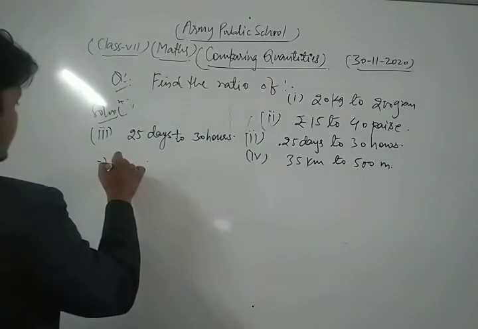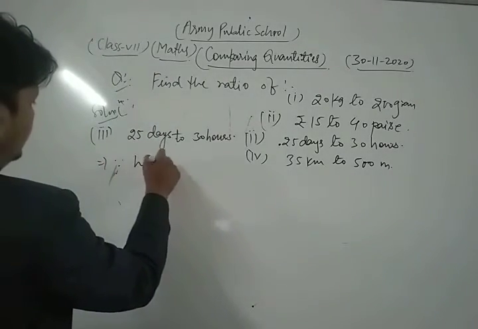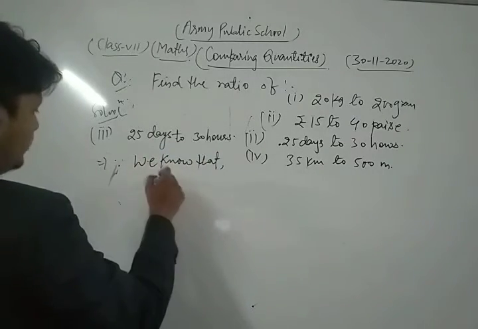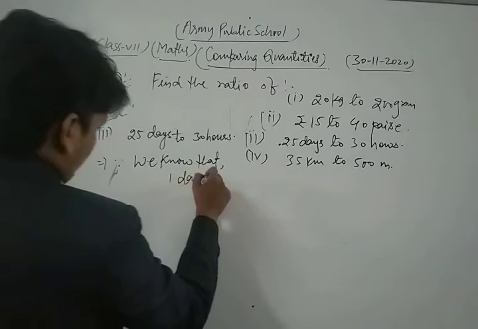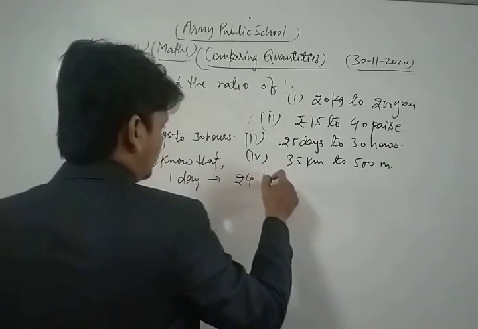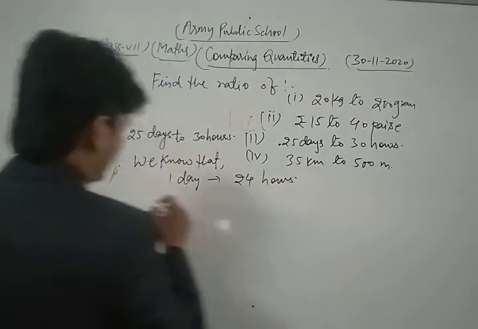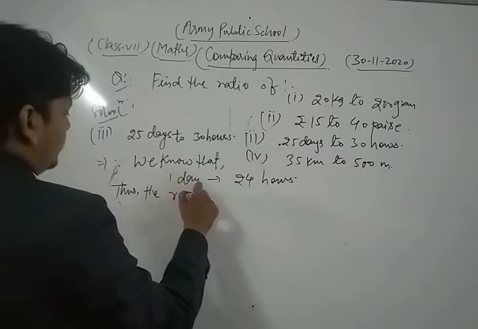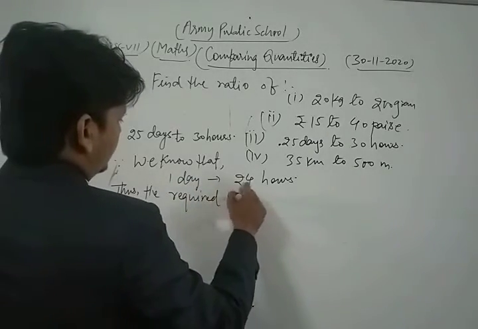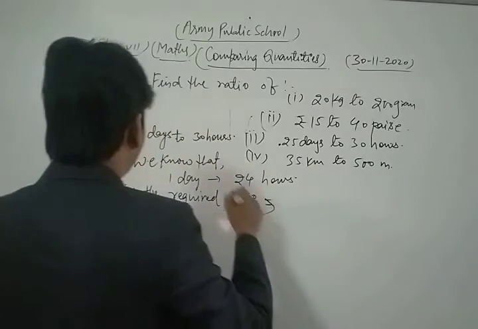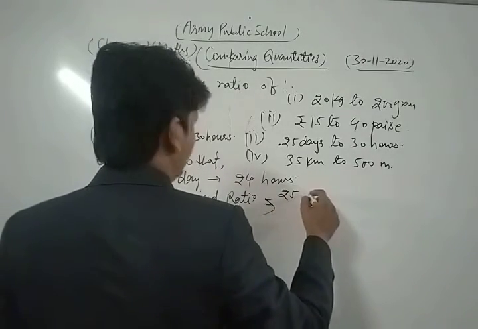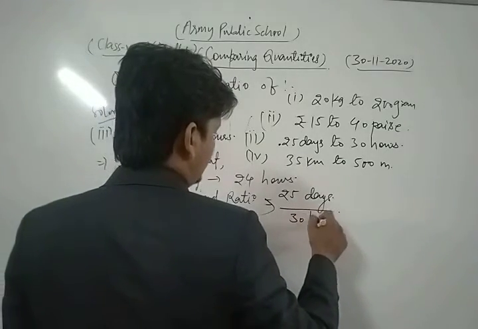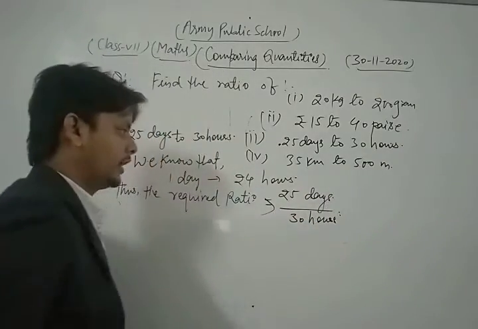Now let's see. Since we know that in one day there are 24 hours. Thus the required ratio is what? We write it in this way, 25 days to 30 hours.